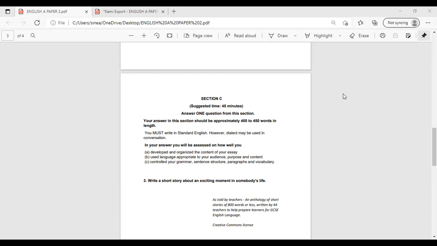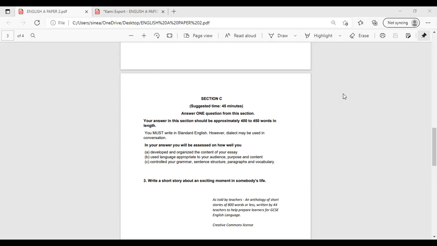I'm not saying that you have to write your entire story in dialogue, but maybe develop your character as one way they can enhance the language, right? So that is just something aside, a suggestion. So in your answer, you will be assessed on how well you develop and organize the content in your essay, use language appropriate to your audience, purpose, and content, and control your grammar, sentence structure, paragraphs, and vocabulary.